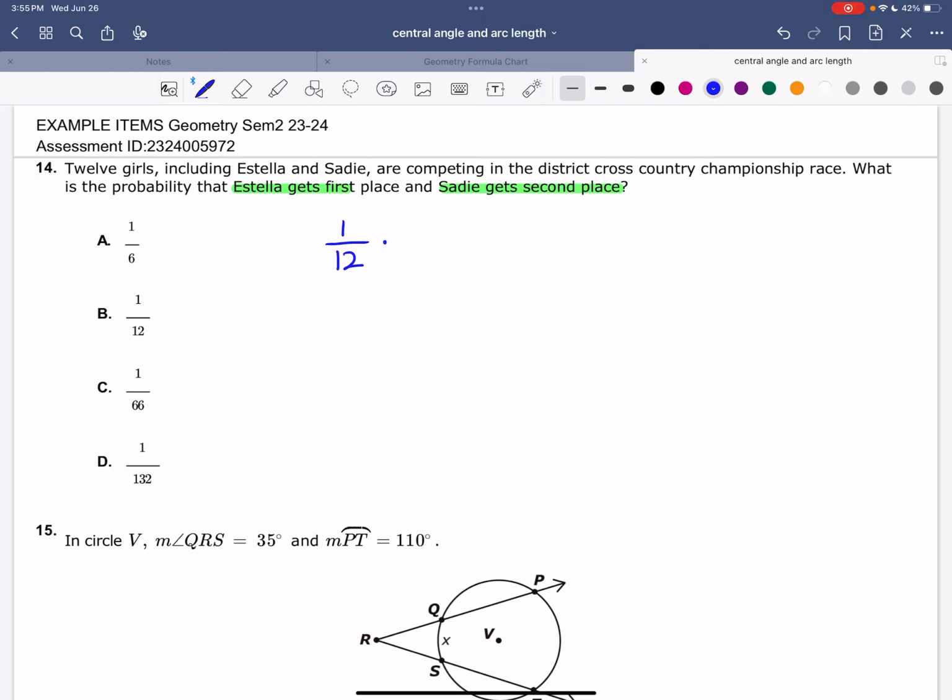So she got the first place. So now we have 11 players left over. So we have 11 girls. And out of those 11 girls, we want specifically Saida to get second. We have only one Saida there. So it's 1 over 11. When you multiply them together, you're going to get this as an answer.